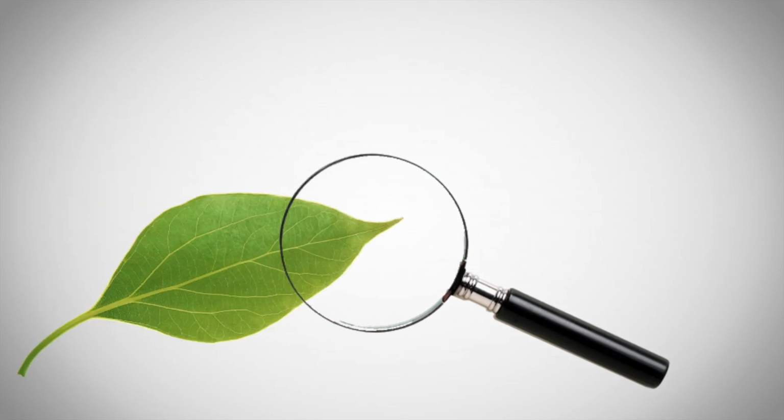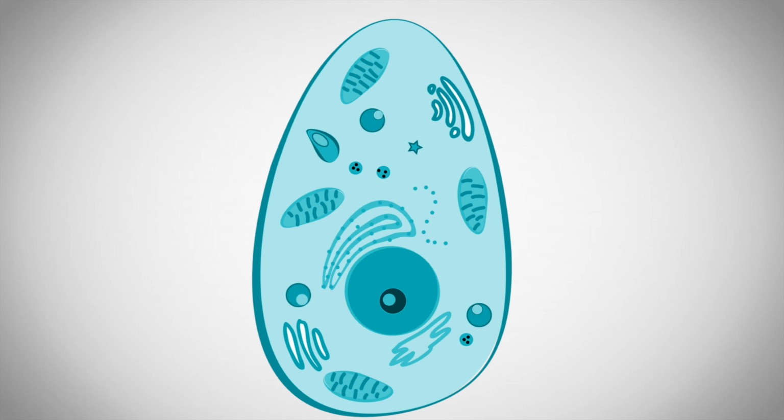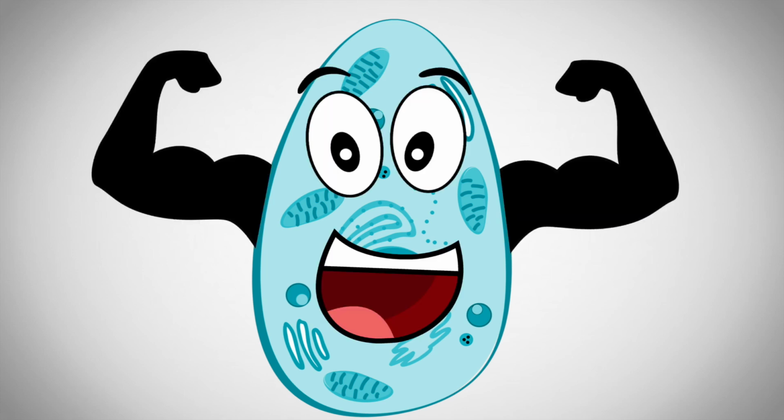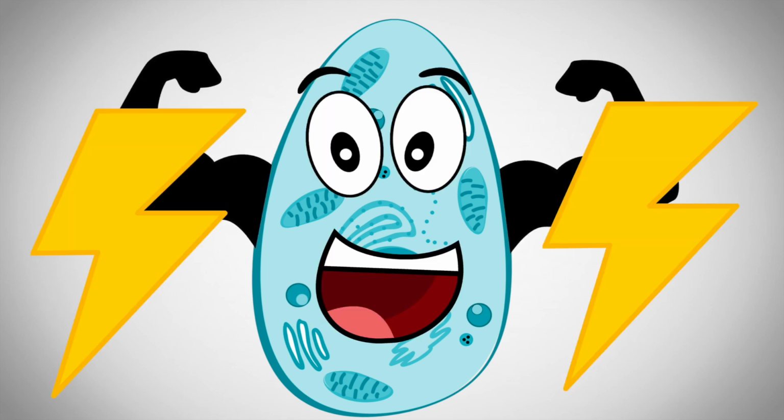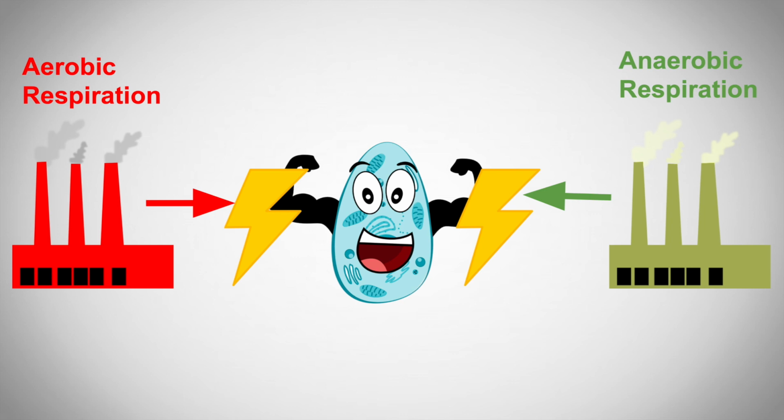Cells comprise all living beings, including the plants and animals that we end up consuming. While small, cells often have big jobs. Just like you and me, in order to function, cells require energy. In order to obtain this energy, many cells utilize the processes of aerobic or anaerobic cellular respiration.